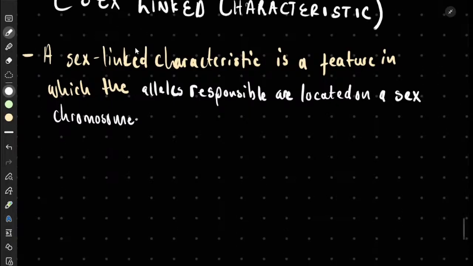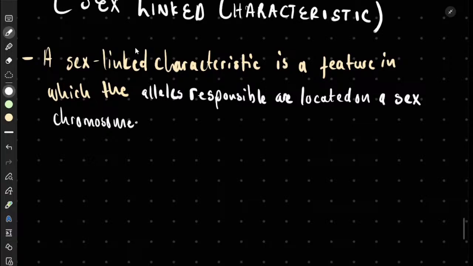That's the one which you do for IGCSE actually. So let's go ahead and see it. There are some men that are colorblind, but never a woman.